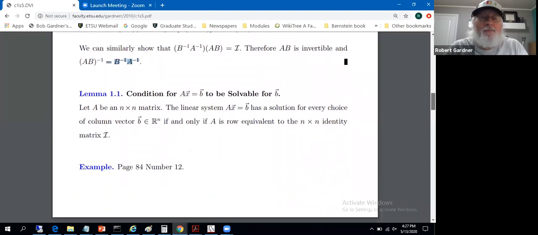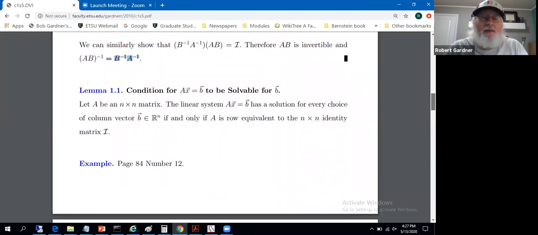All right, I'm going to relate this now to systems of equations. Lemma 1.1, condition for AX equals B to be solvable for all vectors B. Of course, you're thinking system of equations. A is a coefficient matrix. X is the vector of unknowns, and vector B is the right-hand sides of that system of equations.